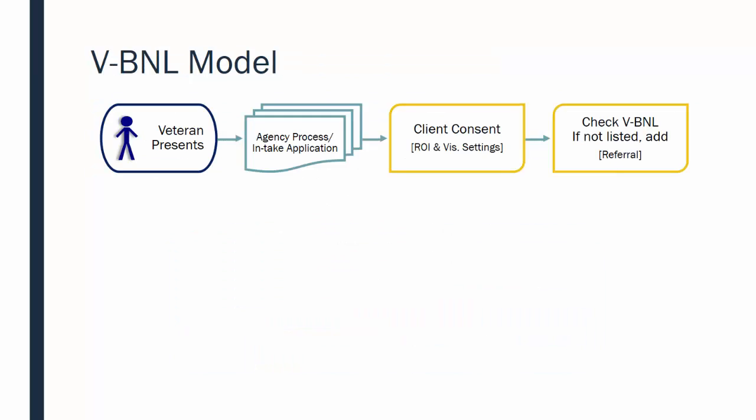Here's the community model, and here's how it works. When a veteran presents at an agency, the regular agency intake process begins. The client's consent to a release of information is an important step before they can be added to the list. A client who identifies as a veteran may or may not already be on the list, so the first step is to check to avoid duplicate referrals. If the veteran is not on the list, then the veteran is added through a referral.